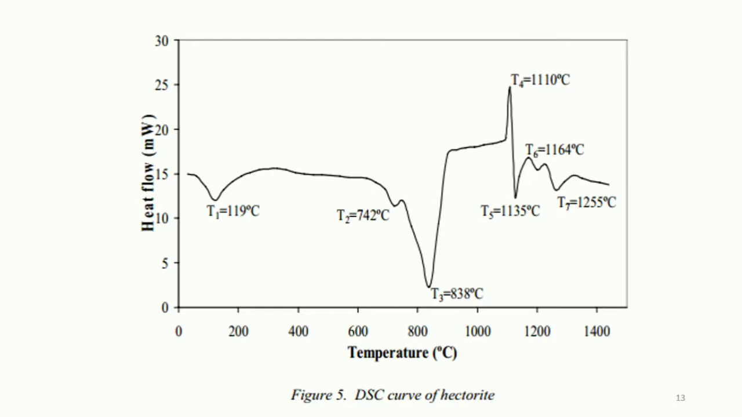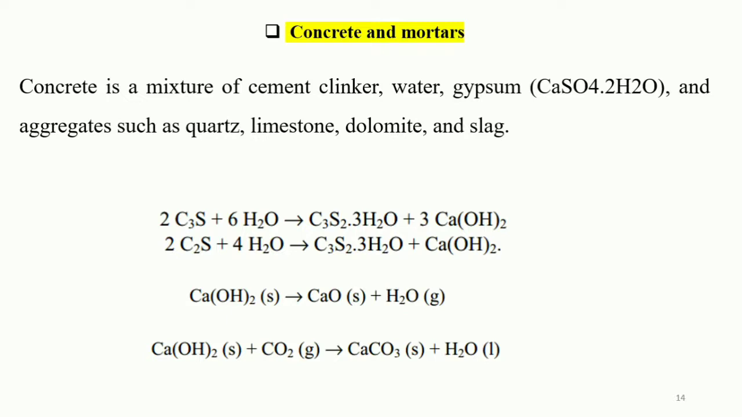A narrow exothermic peak at about 1110 degrees Celsius is followed by endothermic peaks at 1135 and 1255 degrees Celsius. The latter are probably due to the formation of clinoenstatite. So this is all about the DSC or DTA curves of hectorite, which give quite comprehensive information on the decomposition of hectorite clay. So the next topic is concrete and mortars.